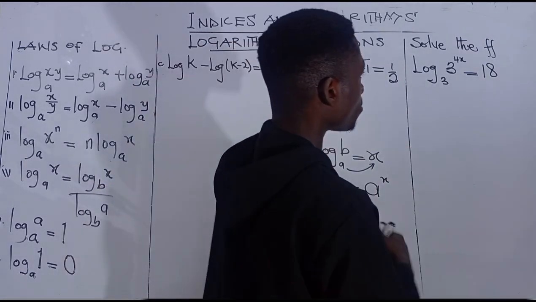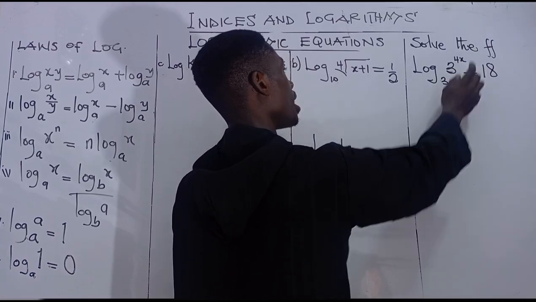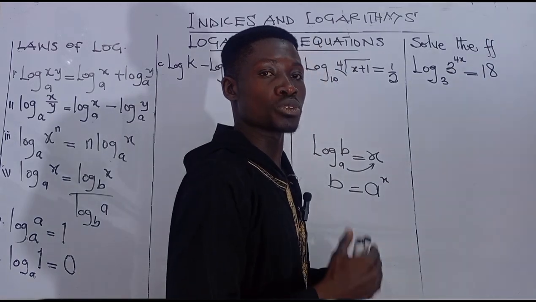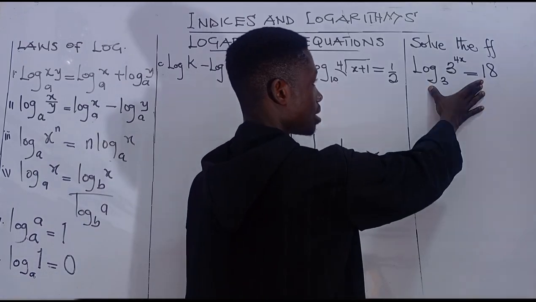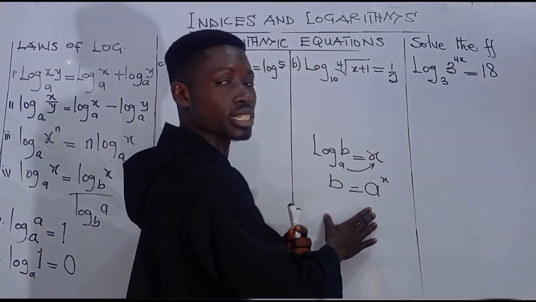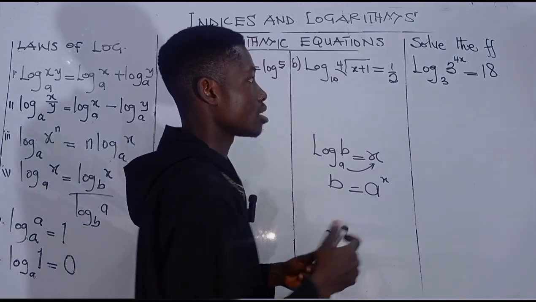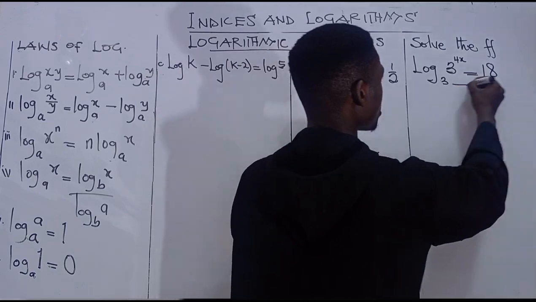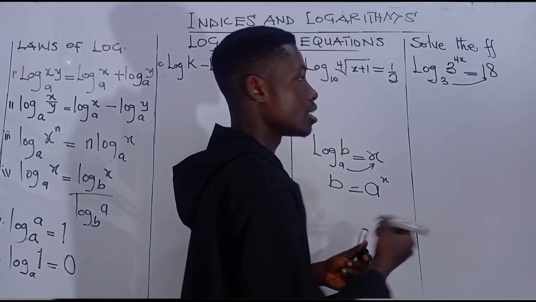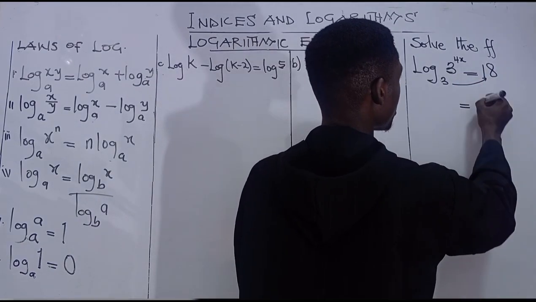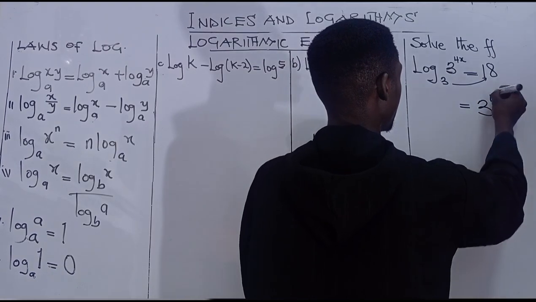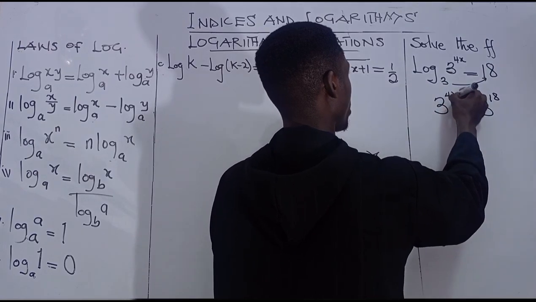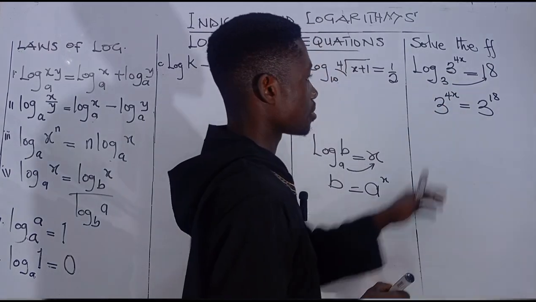So we have log of 3 raised to the power 4x to the base of 3 giving us 18. So first, we have to transform this logarithmic equation into an exponential equation. This is the base of the logarithm. It will move and become the base of the index. So you have 3 raised to the power 18. We are left with 3 raised to the power 4x.